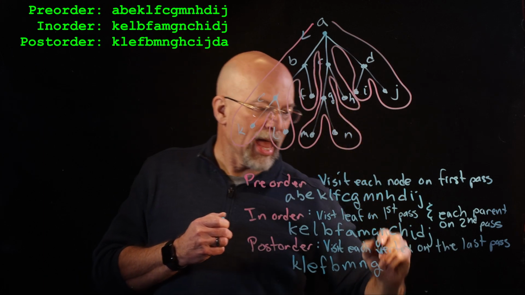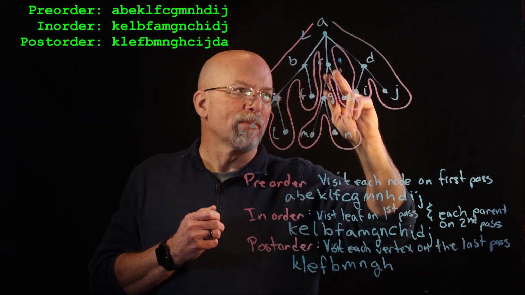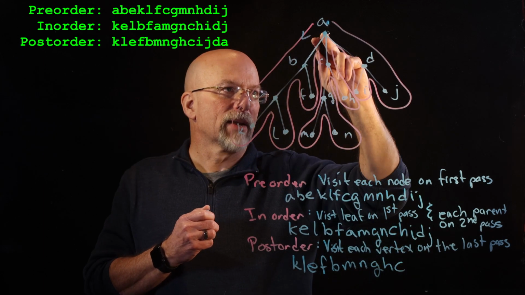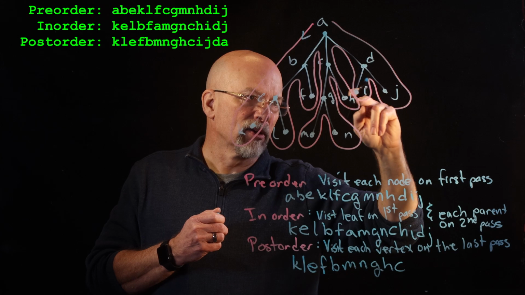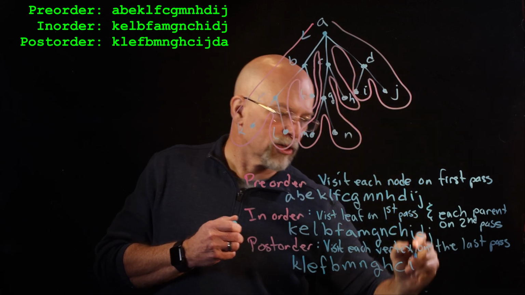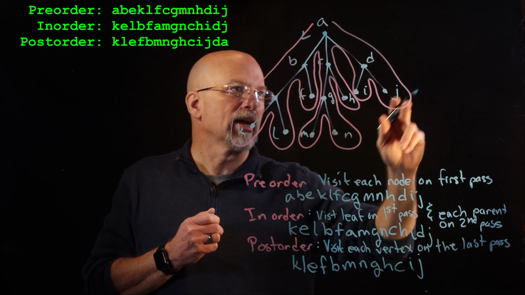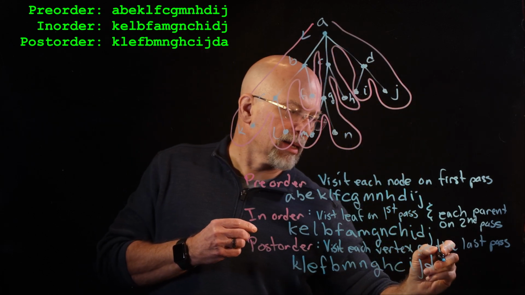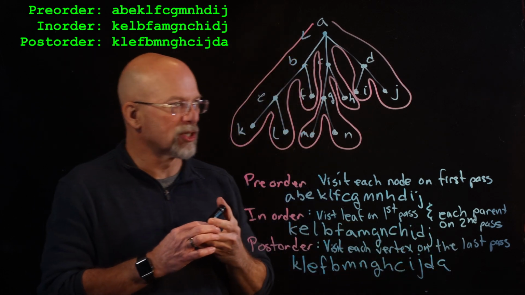C, we come down to H. It's headed back up to the root C, which is headed up to the root A. Then we come down to I. It heads up to D, then back down to J. We visit J, and then we visit D on its last visit on the way up to A, where we've got the connection to A.